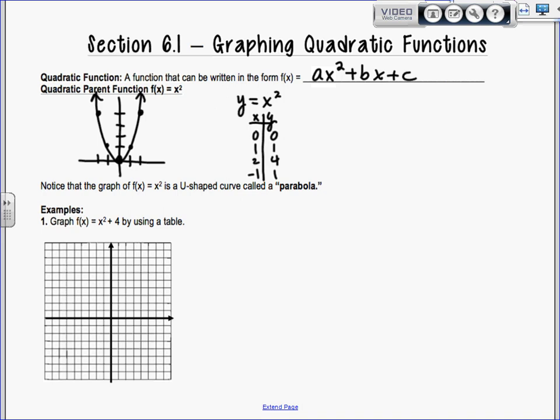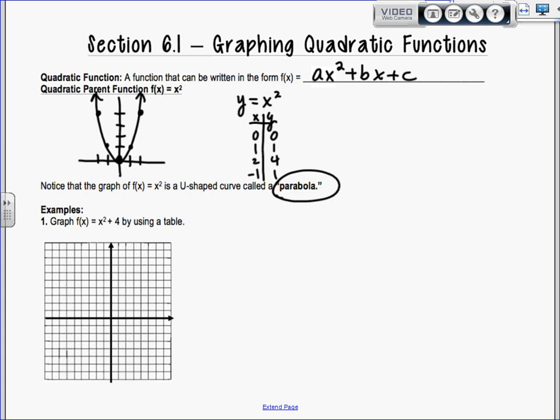Okay, so it says graph f of x. Notice the graph of f of x equals x squared is a U-shaped curve that's called a parabola, not a parabola. Don't call it parabola. It drives me crazy. Parabola. All right.